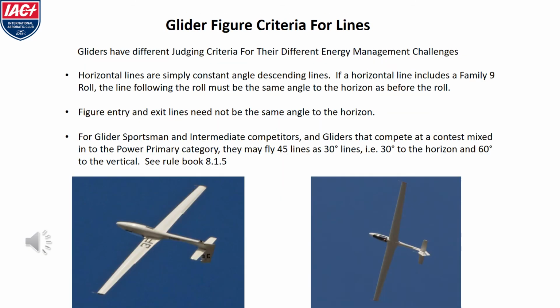Gliders have different judging criteria based on their different energy management challenge. Horizontal lines are simply constant angle descending lines. Figure entry and exit lines need not be the same angle to the horizon. And for the lower categories of glider competitors, they may fly 45 lines as 30-degree lines. Advanced and unlimited glider competitors must fly 45 lines as 45 lines.